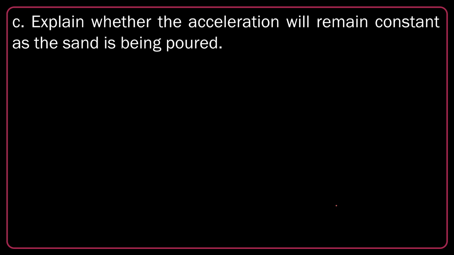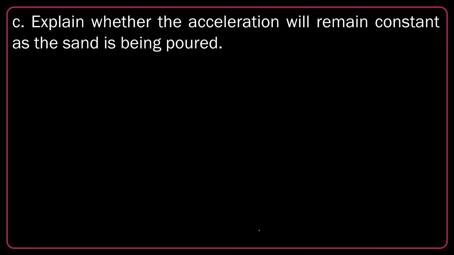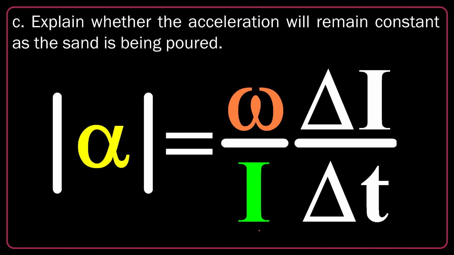Part C, explain whether the acceleration will remain constant as the sand is being poured. You remember, I found that alpha is this. It's initial alpha, 0.01. But is it going to be changing or constant, decreasing, increasing? It's very important. You remember, alpha was absolute value of that. Okay, forget about the negative sign. It is omega over I, delta I over delta t.